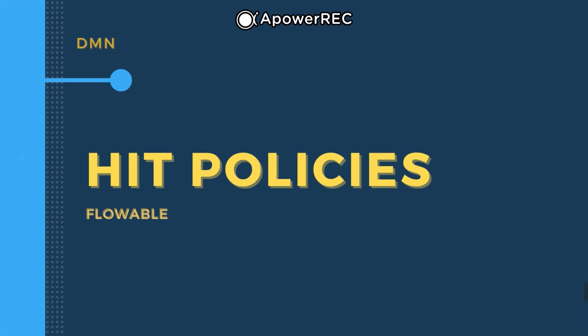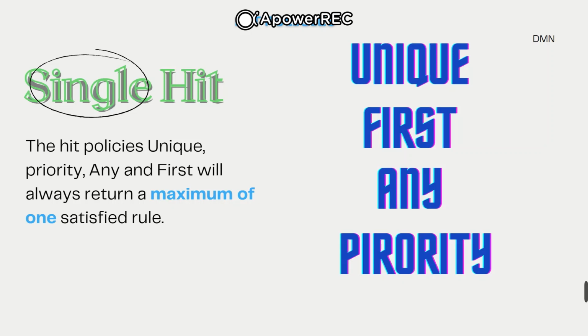Hit policies are used to define how the decision table manages inputs that match several rules in order to give you an output decision. There are a total of 7 different types of hit policies available in a Flowable decision table, which are further categorized into two categories: single hit and multiple hit policies. We have 4 different types of hit policies which fall into the single hit policies. The hit policies unique, priority, any, and first will always return a maximum of one satisfied rule, so they are also known as single hit policies.